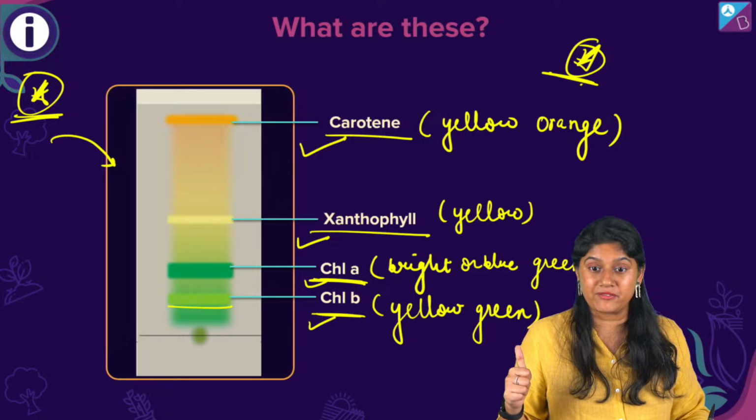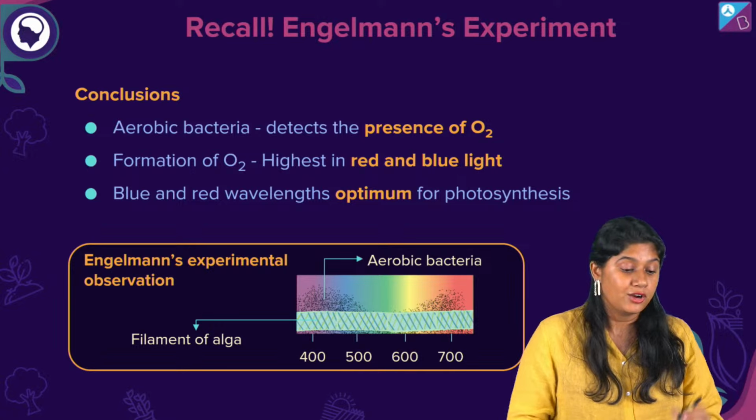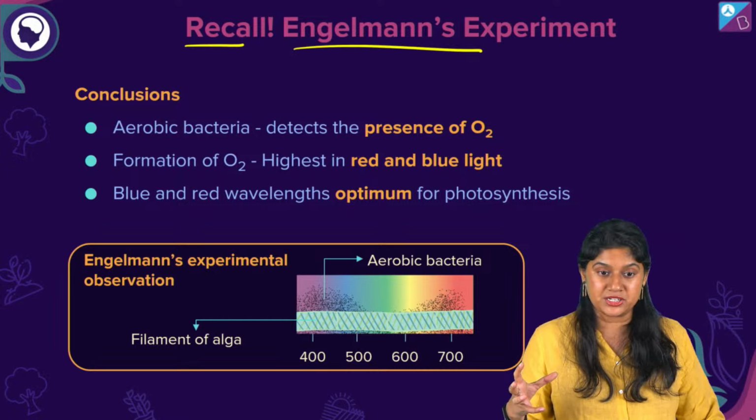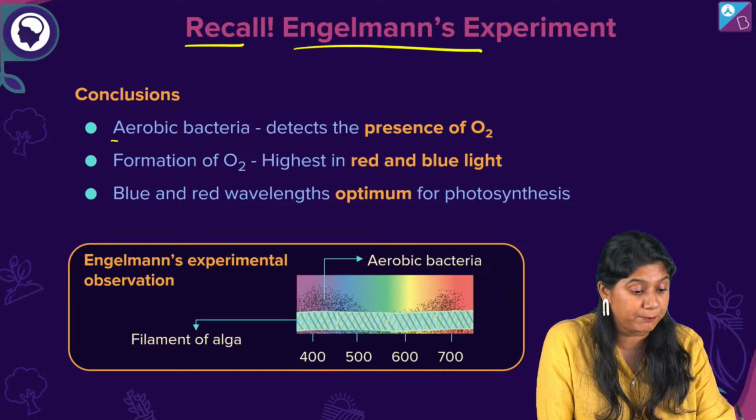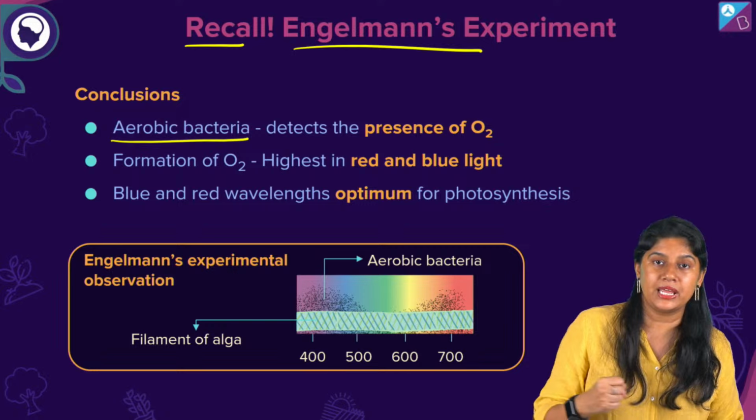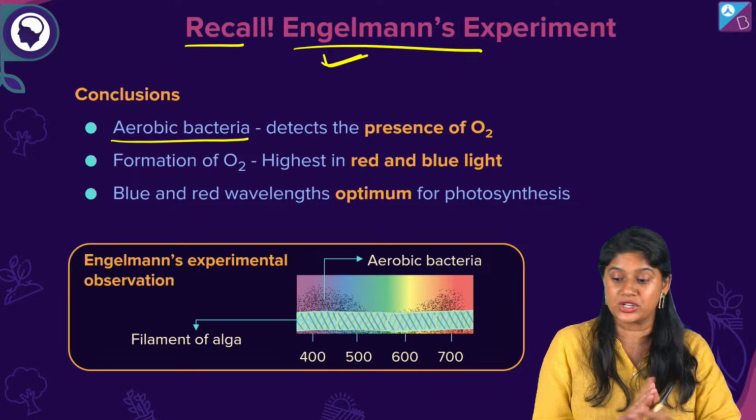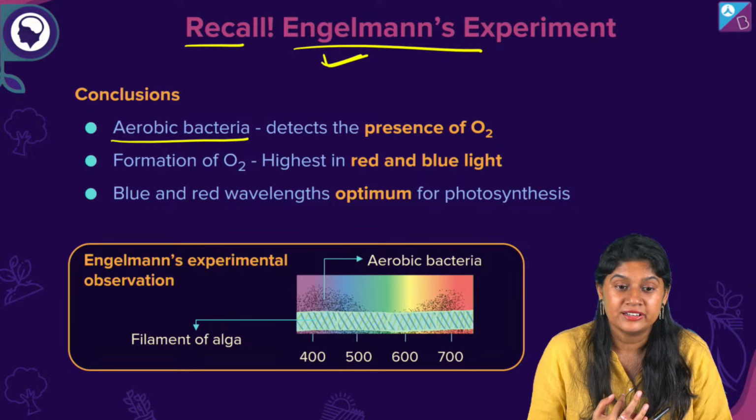Now everyone, let's move ahead and discuss the spectrum. Of course, we all remember Engelmann's experiment, which was completely based upon the presence of aerobic bacteria. I'm sure you remember; if not, I'll recall it for everyone. We studied in Engelmann's experiment that he kept a plant, right? Which plant did he take? Quickly, everyone, I'm waiting for your answer. Of course it's there on the screen also. Very good, it was an alga.